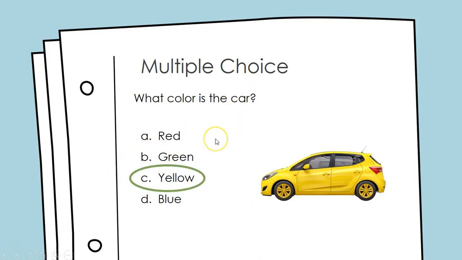That is an example of how a multiple choice question could be formatted. Sometimes there would be no picture. Sometimes it would just be reading a story and answering multiple choice questions about the story.